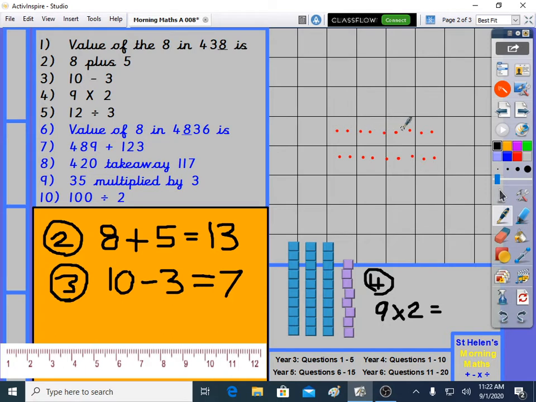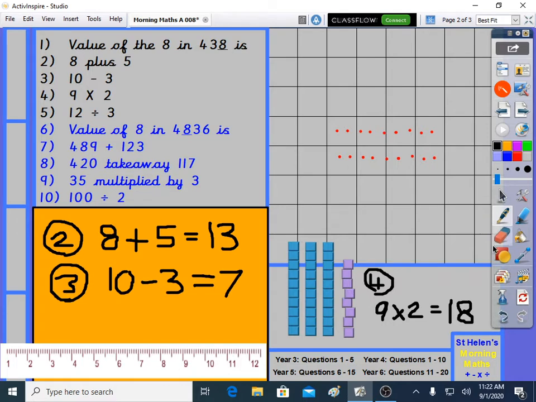1, 2, 3, 4, 5, 6, 7, 8, 9, 10, 11, 12, 13, 14, 15, 16, 17, 18. Or if you do your 2 times table song, it's 2, it's 4, it's 6, and then it's 8, and then it's 10, it's 12, 14, 16, and then 18. It is 18. Definitely 18 then.